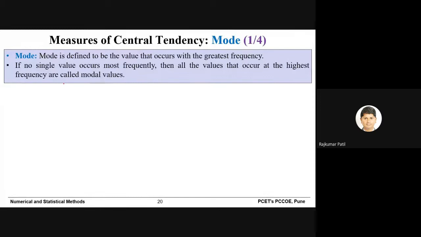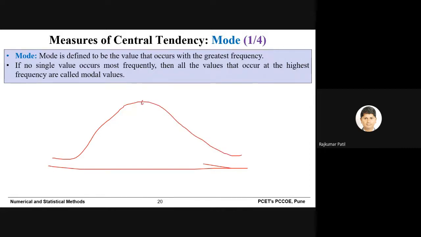And if no single value occurs most frequently, then all the values that occur at the highest frequency are called the mode or modal values. Many times you will not get a single value here. Instead, there is a range of frequencies, and those modal values can also be considered as the mode.